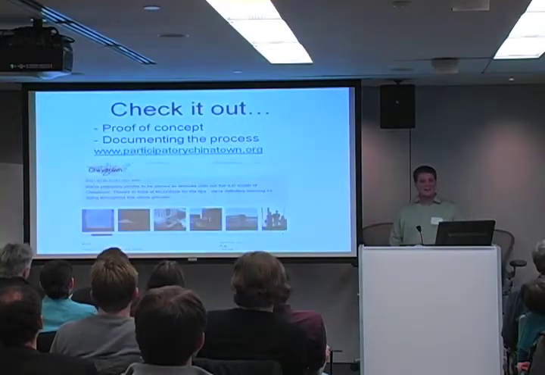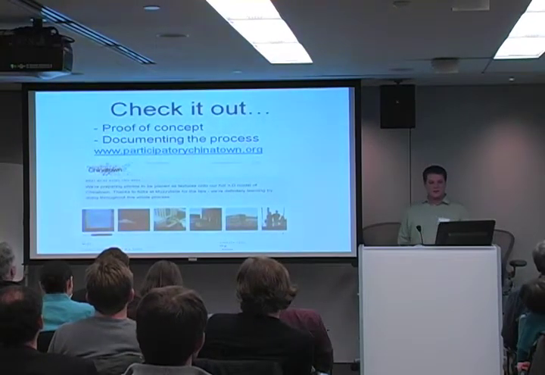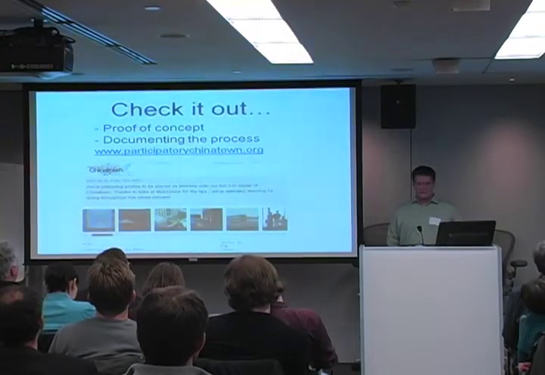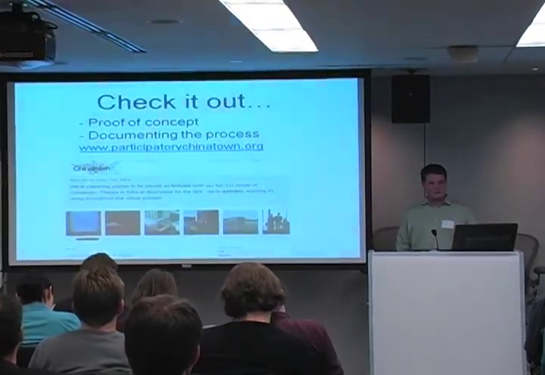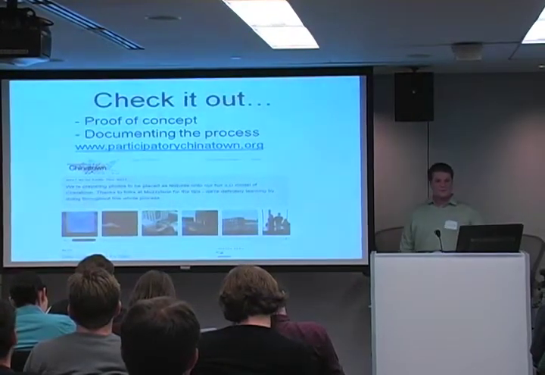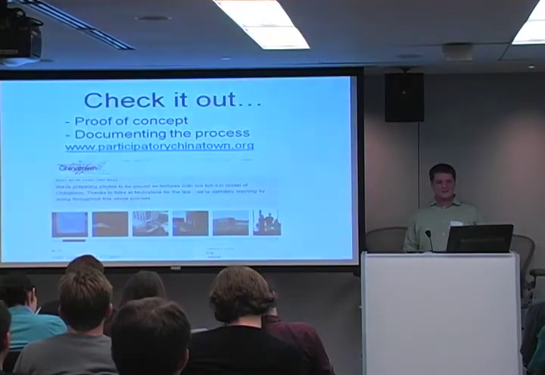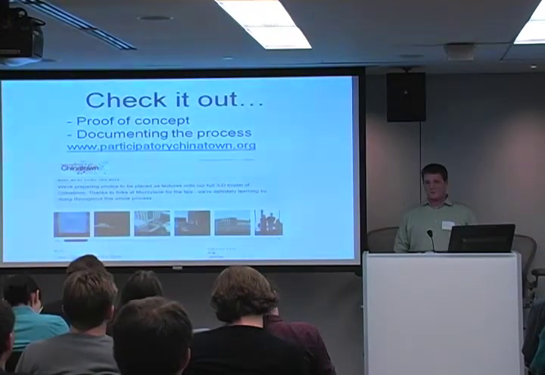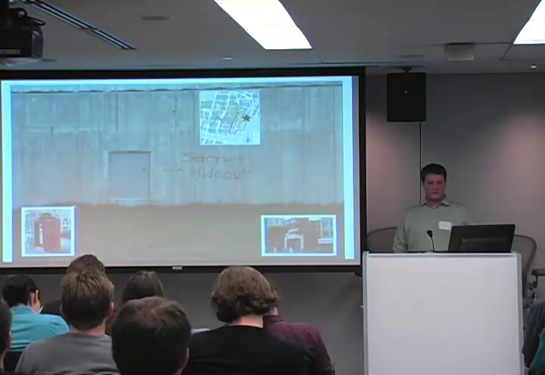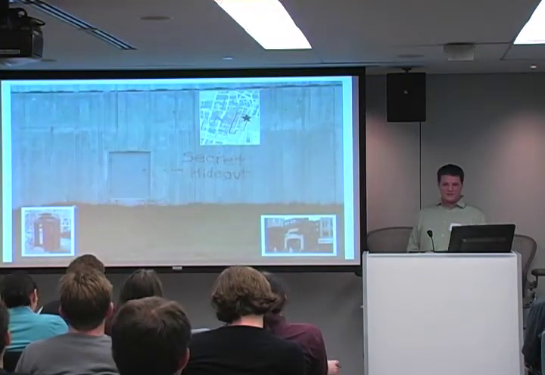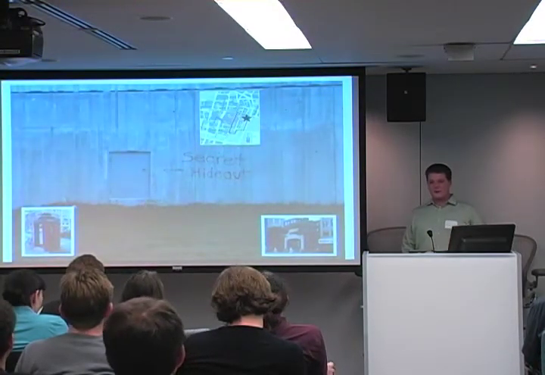So you can check all this out at participatorychinatown.org. I've been trying to blog everything. And we have a Twitter account, we have a Facebook account, social networking like crazy. It's all a proof of concept. We're documenting everything, so anyone can try to do the same kind of project again and follow our breadcrumbs. We did find the secret hideout, which turns out to be on the off-ramp from 93.